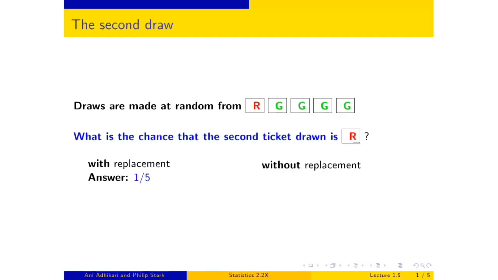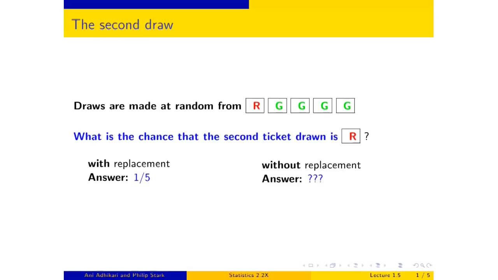It's a little more interesting when you draw without replacement. So the picture is this. I shuffle, draw once, shuffle the rest, draw again, and it's that second ticket that I'm going to look at. And we're asking, what is the chance that that second ticket is the red one? Is there a chance that the second ticket is a red one? Well, it could be, right? It could be red. So yeah, there is a chance. And it's our job to find what it is.